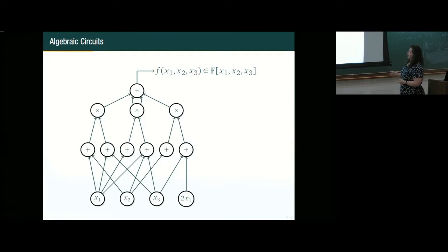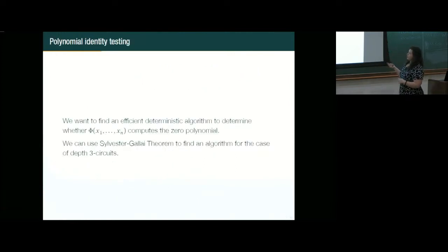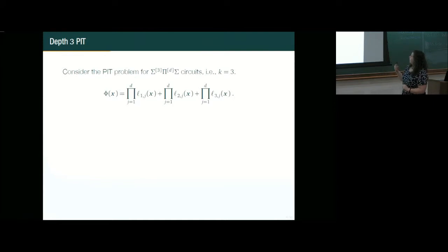So this is a depth 3 circuit. We have the size and the depth, and this is what we call a sigma pi sigma circuit, okay? We want to find an efficient deterministic algorithm to determine if the polynomial computed by the circuit is the zero polynomial. So let's consider a sigma pi sigma circuit where the top fan-in is 3. So we have a polynomial of this sort.